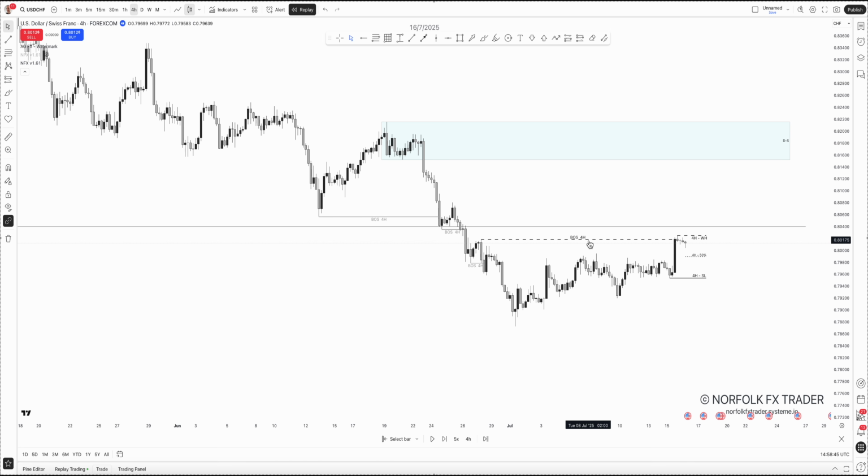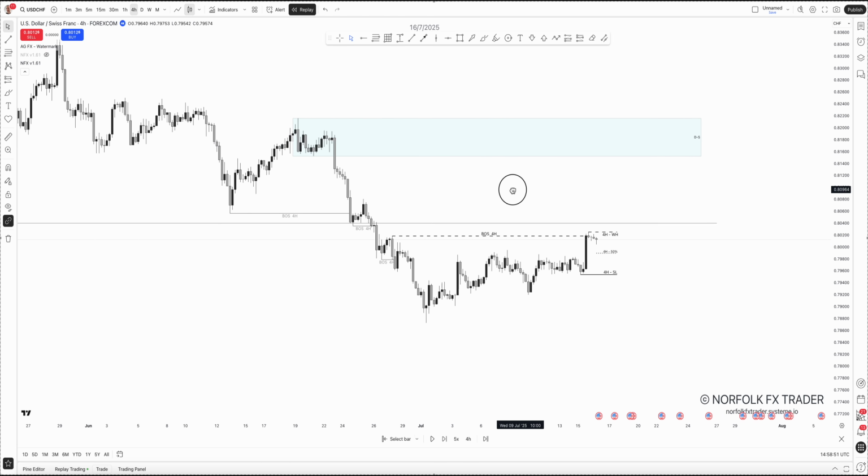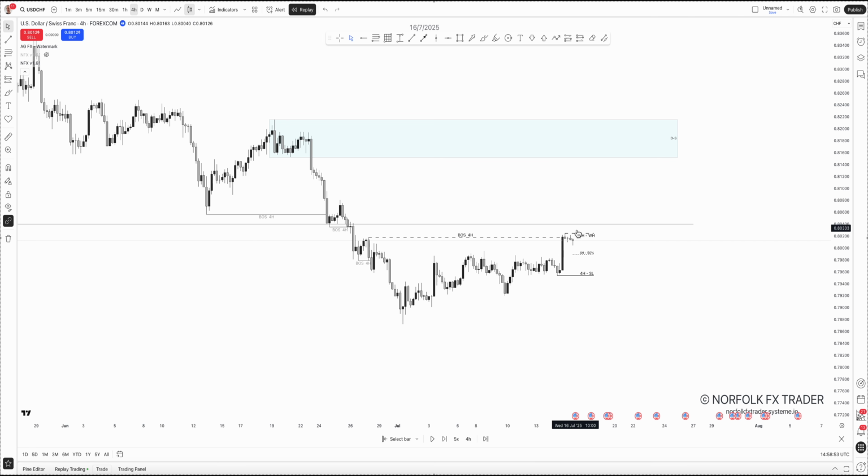So we can see we've now shifted bullish. That now means that we're expecting to see the pullback phase on this move. So we're looking for price to pull back into this area of bullish imbalance to continue to run higher here.